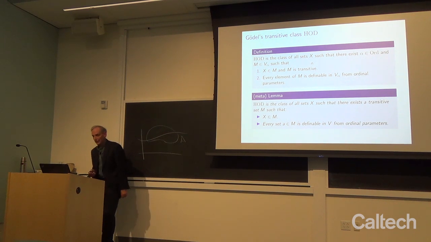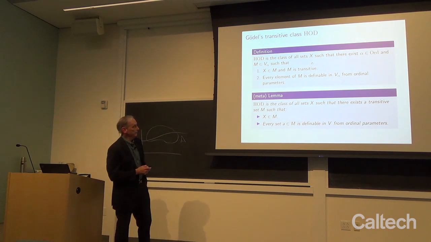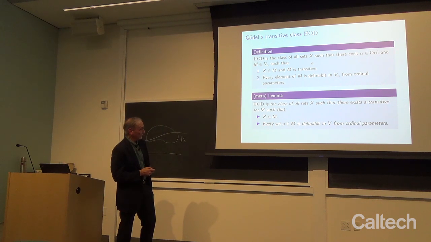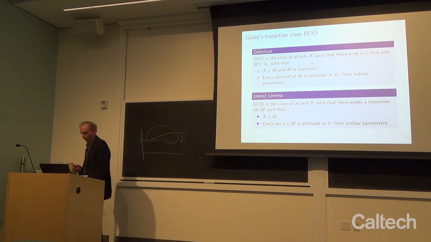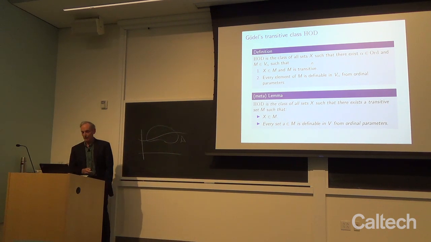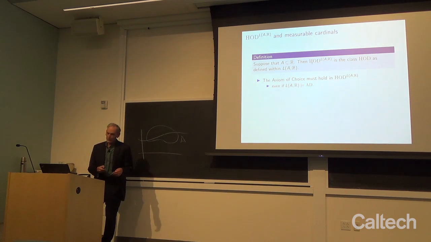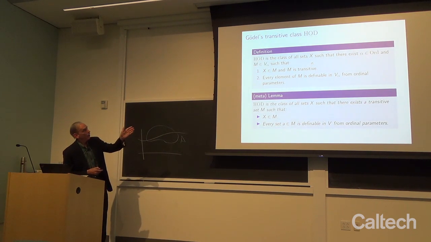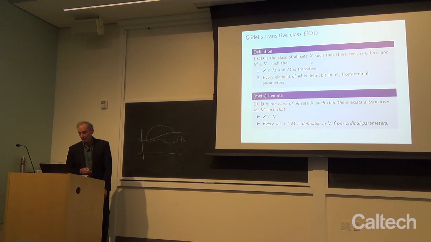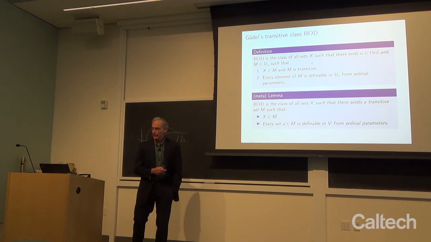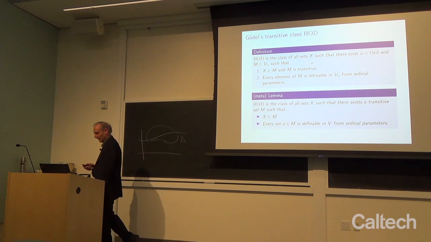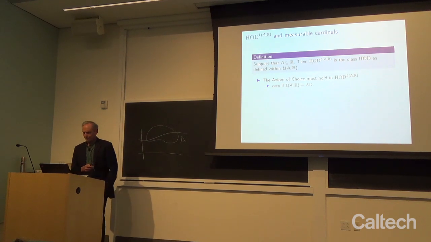This is a meta-lemma because it's not first order. It's the class of all sets X such that there exists a transitive set M such that X is in M, and every element of M is definable in V from ordinal parameters. That's why it's hereditarily ordinal definable. Now you can work with this definition of HOD in models where the axiom of choice fails. No use of the axiom of choice. Gödel did that to give another proof of the consistency of the axiom of choice for the axioms of set theory, or at least that was, I think, his intent.